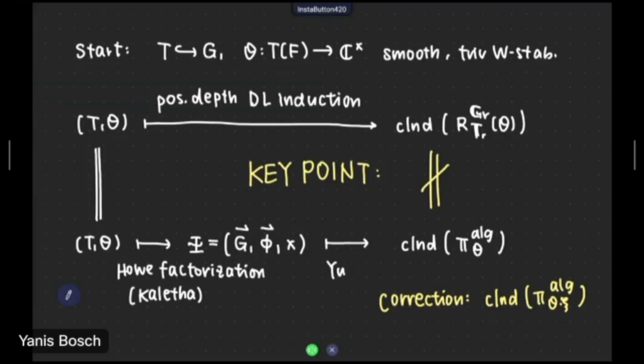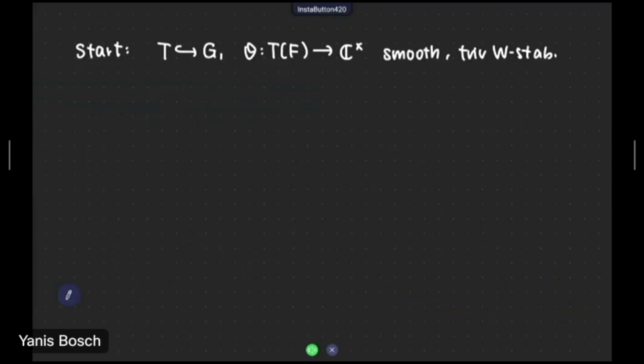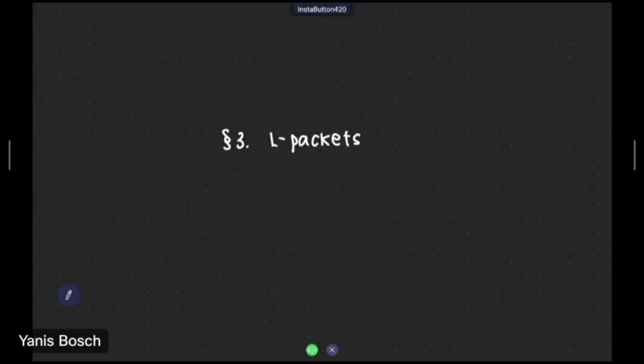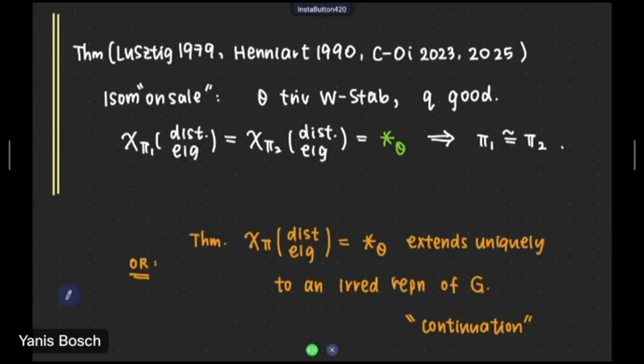Okay, so what is my task here? Well, before I had isomorphisms on sale. I want to use this theorem. So I want to prove that my pi1 coming from geometry and my pi2 coming from algebra both satisfy this kind of star theta. Well, of course, they're not both going to satisfy star theta because of this discrepancy, right?